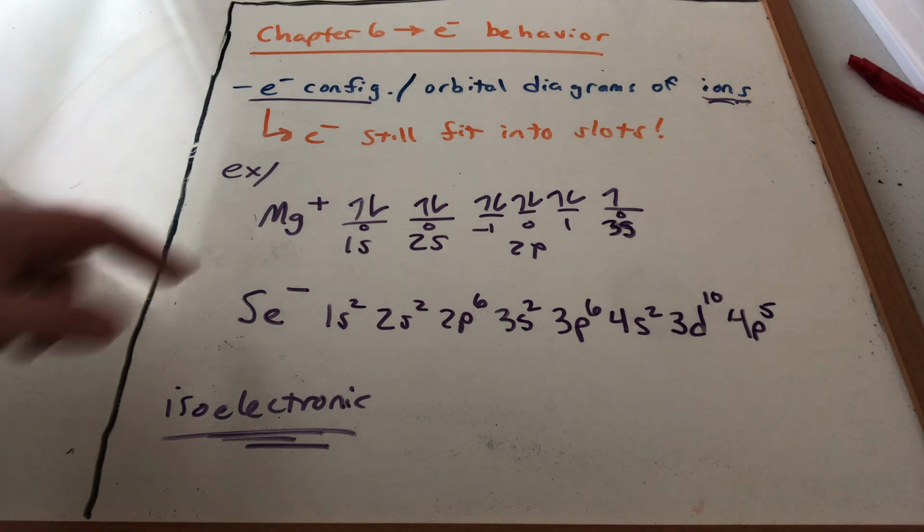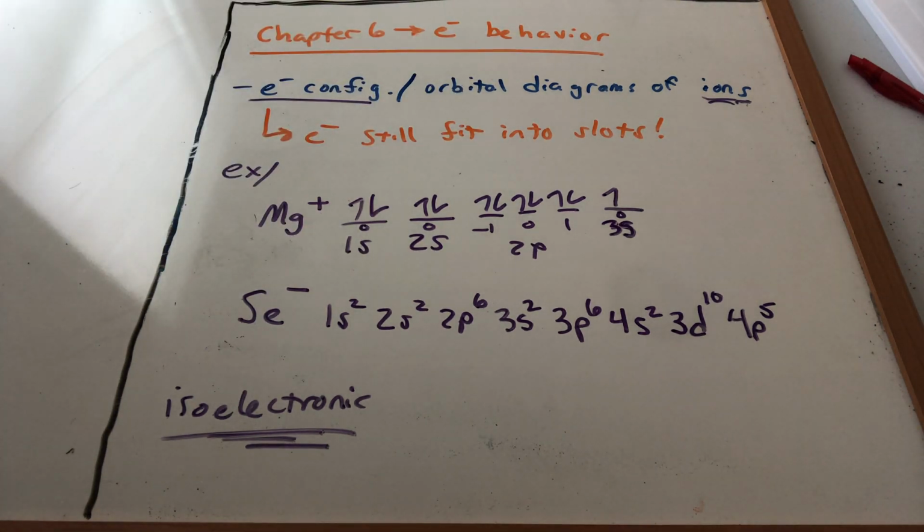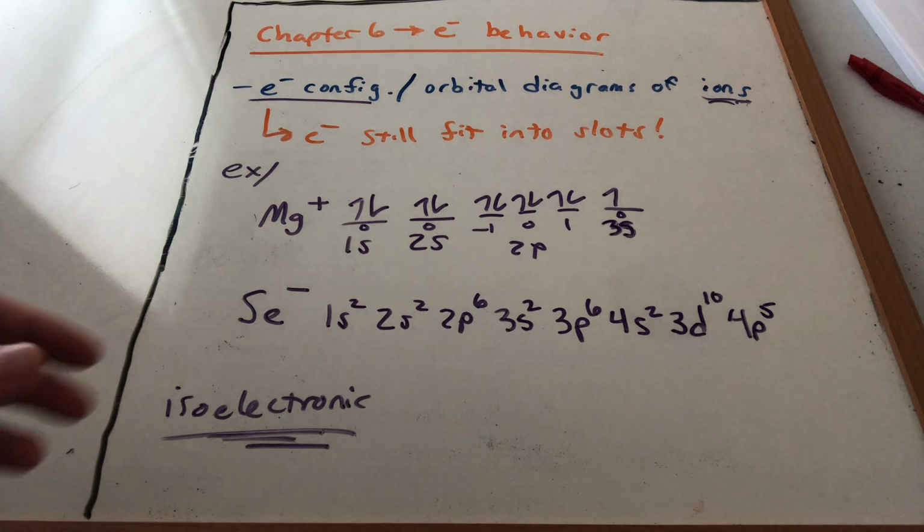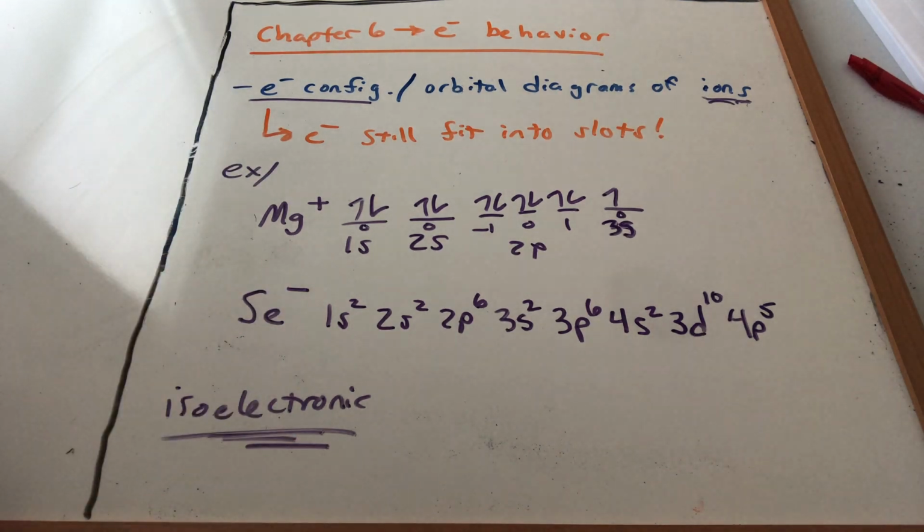So hopefully you can see now that with ions, it's the same sort of process. You have your total electrons, and they're fitting in the slots. So if you have a positive charge, you take away electrons, because they're missing electrons. And if you have a negative charge, there are extra electrons there. So you put more on, but they go into the same slots, all right?